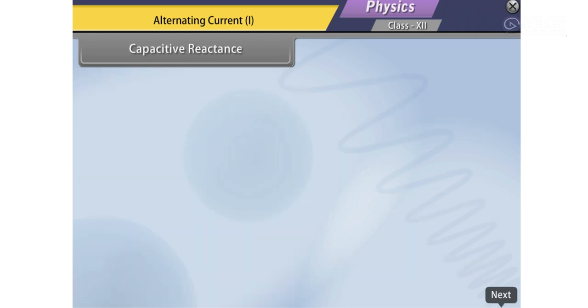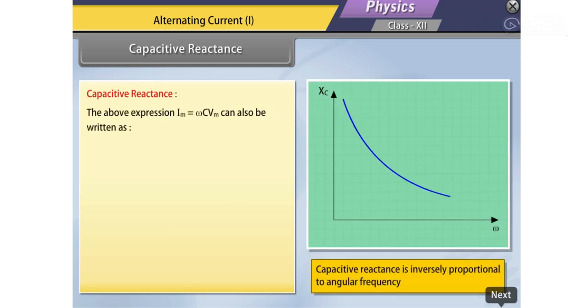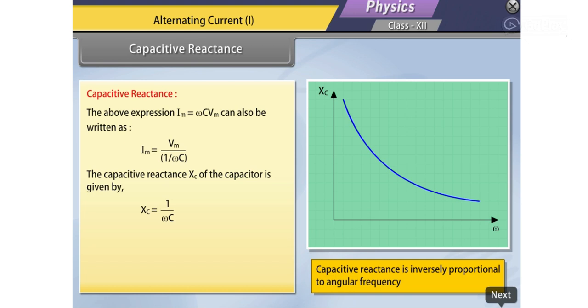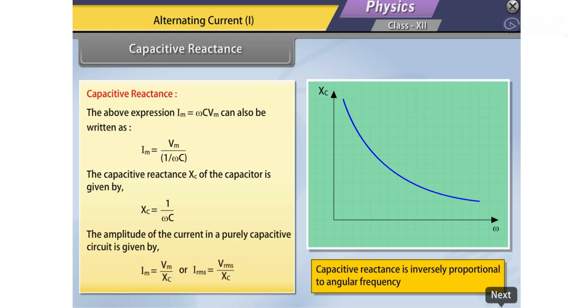Capacitive reactance. The above expression Im = ωC Vm can also be written as Im = Vm / (1/ωC). The capacitive reactance Xc of the capacitor is given by 1/ωC. The amplitude of the current in a purely capacitive circuit is given by Im = Vm/Xc, or IRMS = VRMS/Xc.